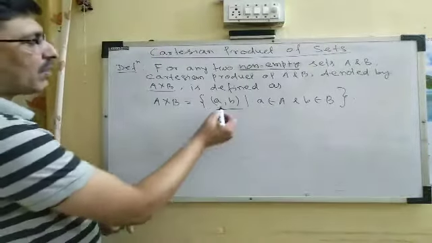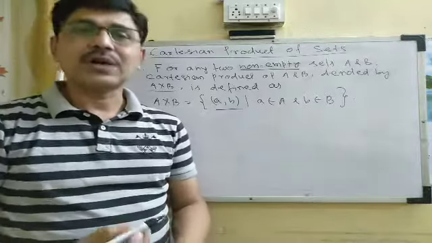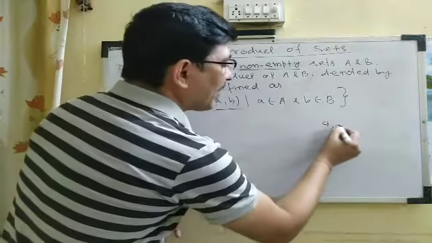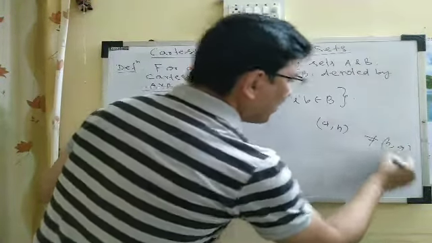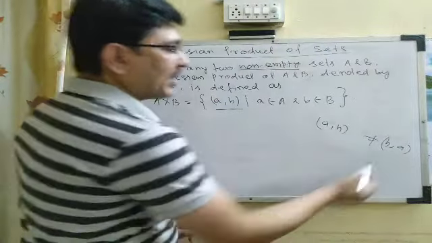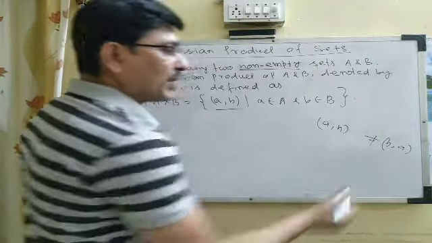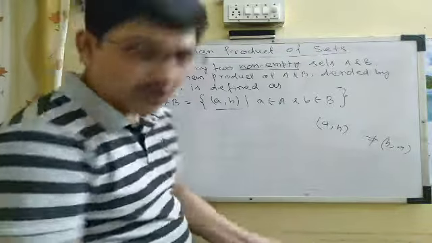So I said ordered pair here. Ordered pairs are those pairs in which the order of elements is important. That means if (a, b) is an ordered pair, this (a, b) cannot be equal to (b, a), because in this the first component is a and second component is b. But in this ordered pair, the first component is b and the second component is a. So these two are not equal. Such pairs are known as ordered pairs.